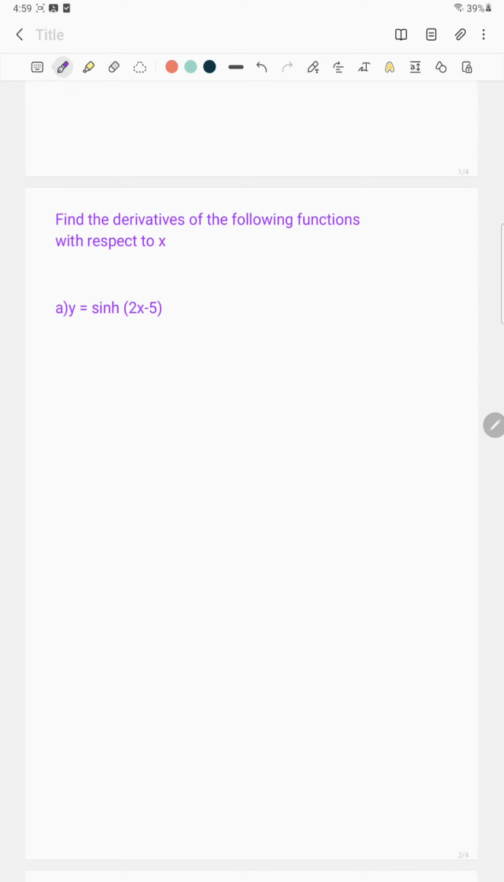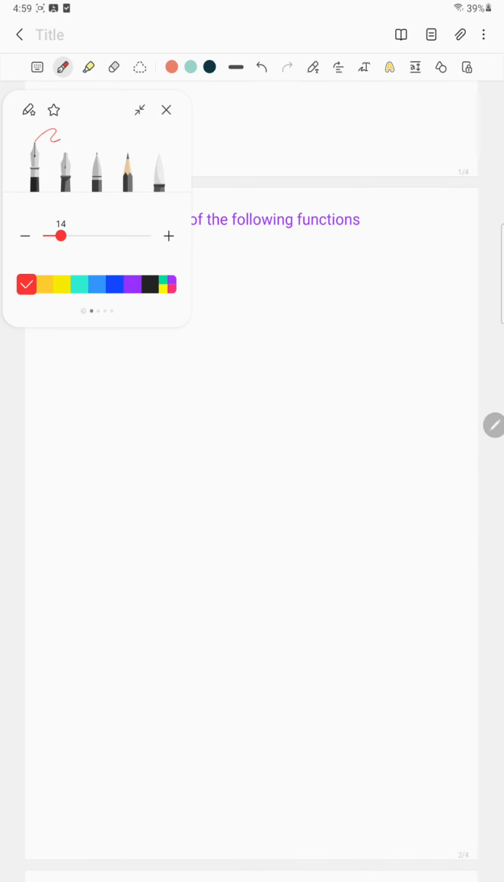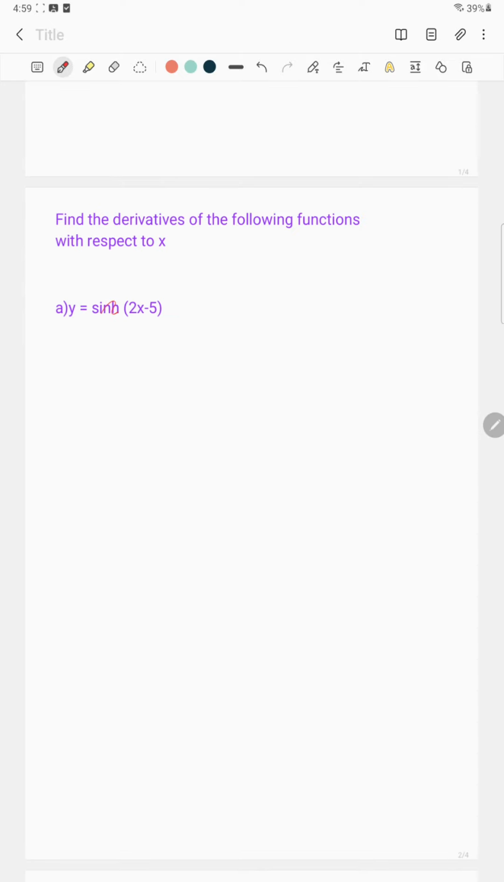The first thing that we see is 2x minus 5. Okay, 2x minus 5 is not in the simplest equation. The simplest equation is like sinh x. So if you differentiate sinh x, we will automatically get cosh x. Okay, there is nothing to differentiate in x.